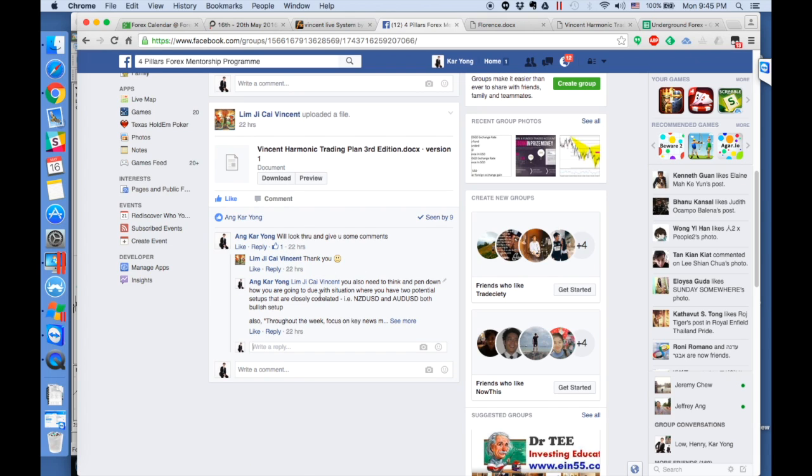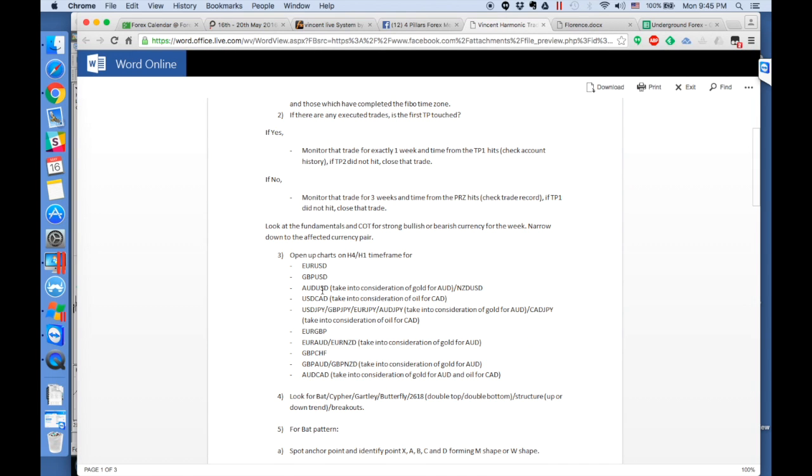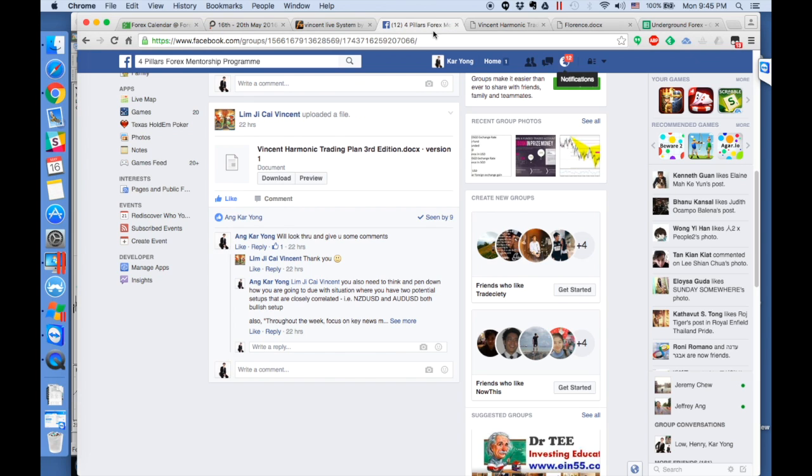I also told him that he needs to think and pen down how he's going to deal with a situation where he has 2 setups that are correlated, because he missed out that plan initially. He never talked about how he's going to deal with, for example, the Aussie dollar and New Zealand dollar. When you have both these trades coming together, how are you going to deal with it? You need to write it down in your plan. Because if you don't have this plan with you, when you see it in the market, you're going to either get very fearful or very greedy. When that happens, you need to turn back to the plan.